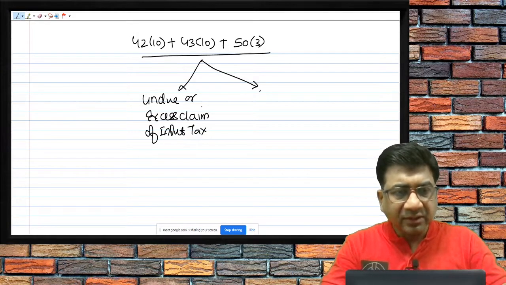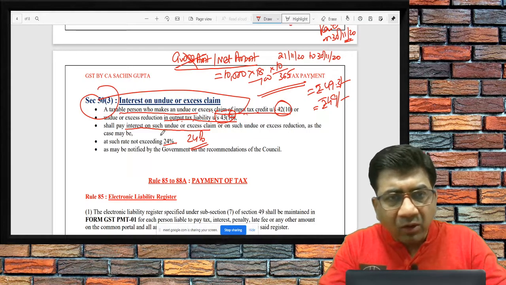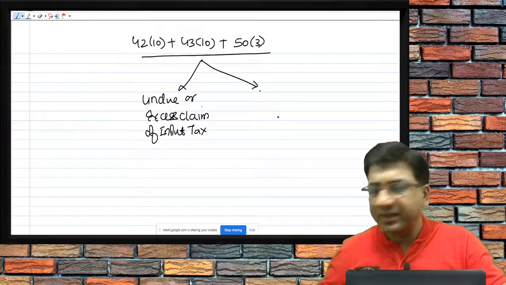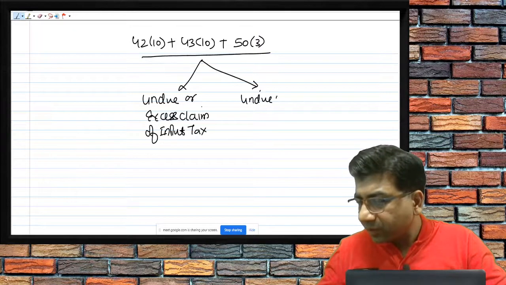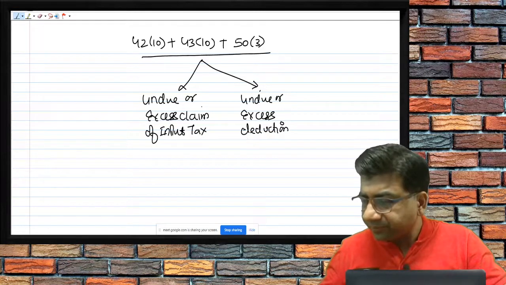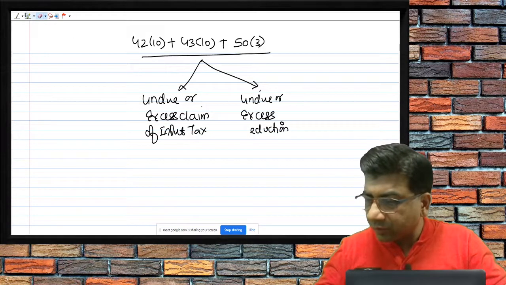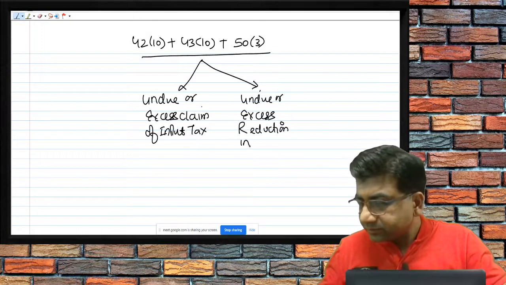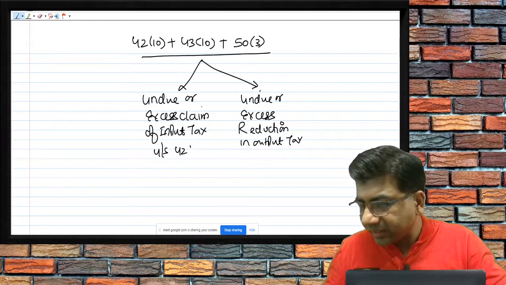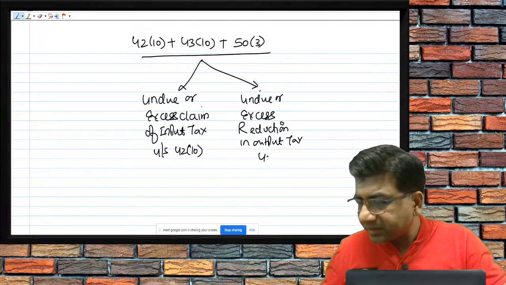Yes. Now secondly it says, my dear friends, or undue excess reduction in the output tax. Now I'm getting it. So undue or excess reduction, both case government is losing. Undue excess reduction in the output tax. This is under section 42 10 and this is under 43 10.